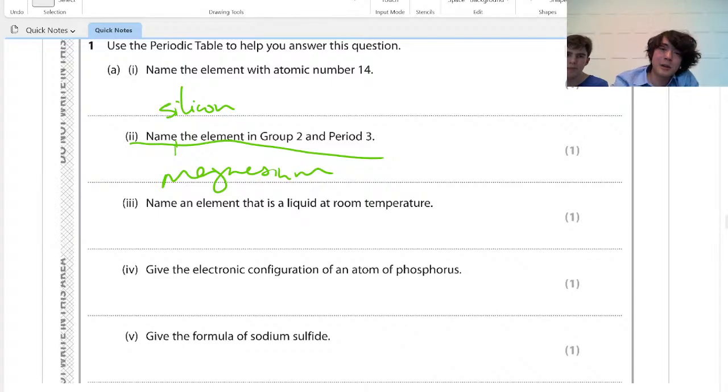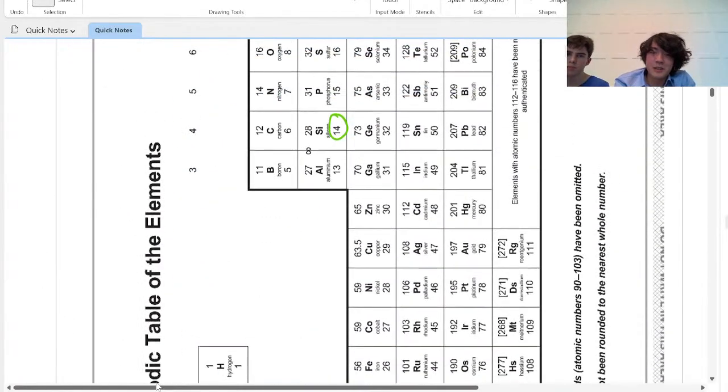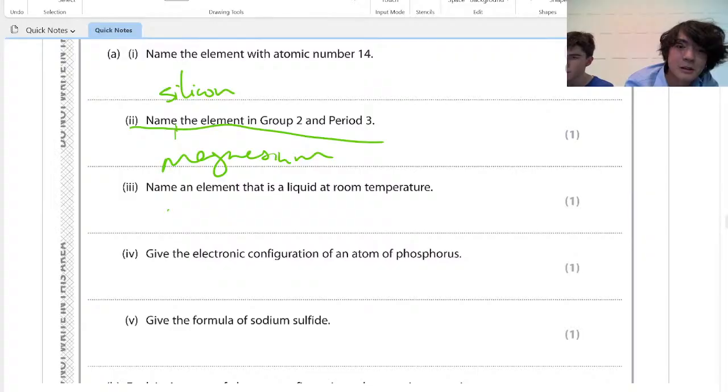Name an element that is liquid at room temperature. You can't really use the periodic table; you just have to know. Bromine or mercury. Just have to memorize that.